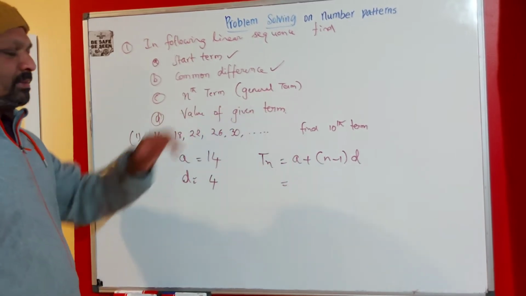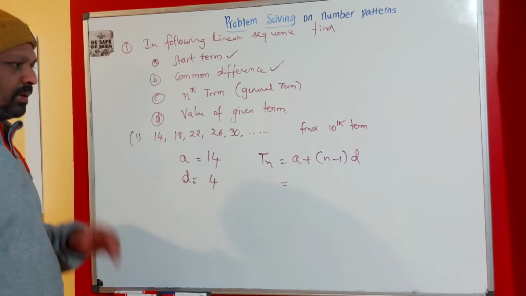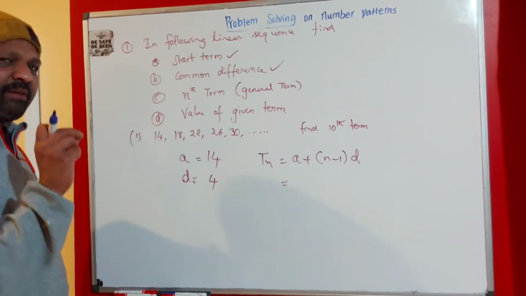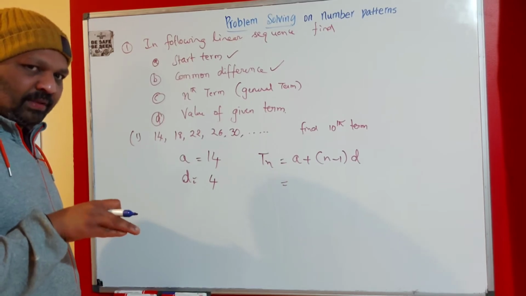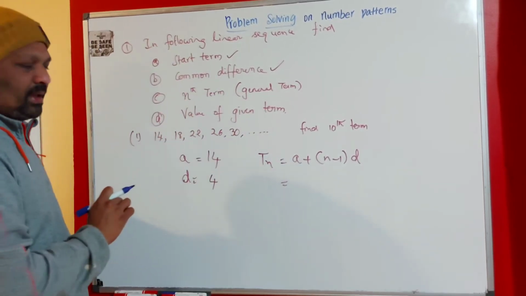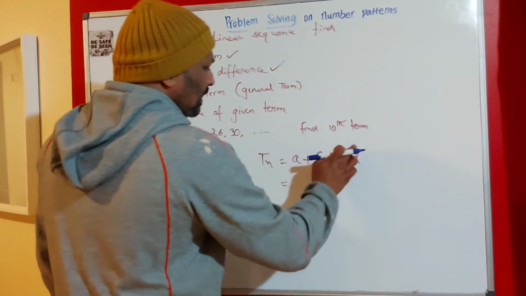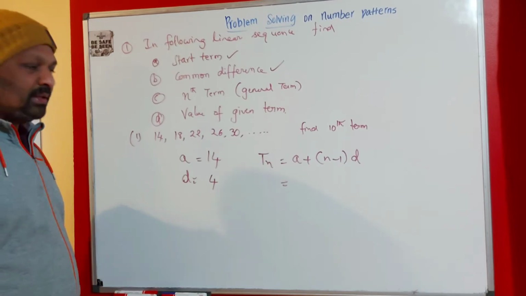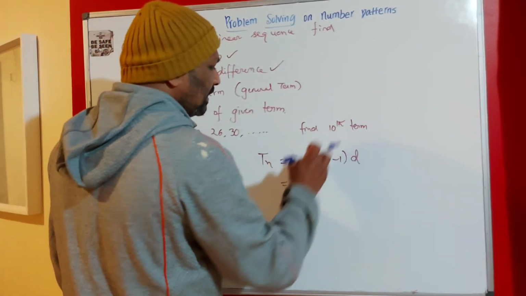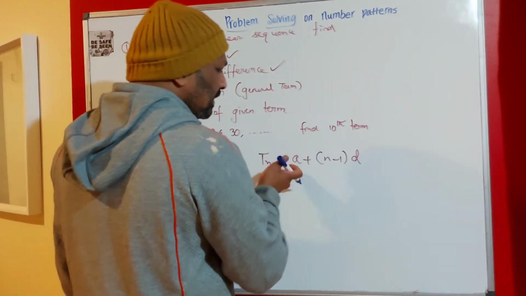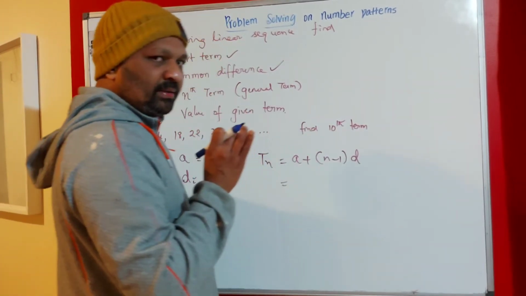So the nth term you need to find out. By substituting A and D, you will get some expression that is having only n in it. That is the general term for this sequence. If you don't know A and D, you can leave it and say this is the general term for any series. In this case, you know A and D, so you substitute them and give an expression that is having only n in it.